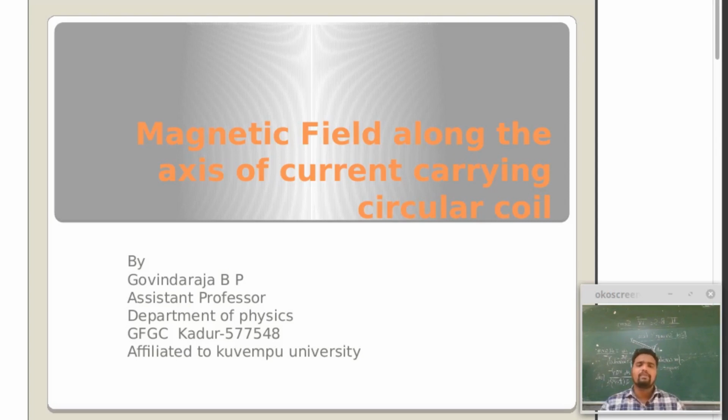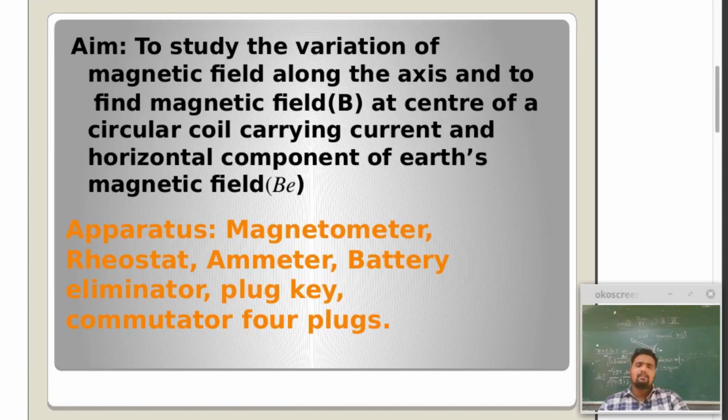Today I am going to explain an experiment called magnetic field along the axis of a current carrying circular coil. This is for second BSc 4th semester students, under Kuvempu University. The aim of the experiment is to study the variation of magnetic field along the axis, and to find the magnetic field at the center of the circular coil carrying current and the horizontal component of the earth's magnetic field.